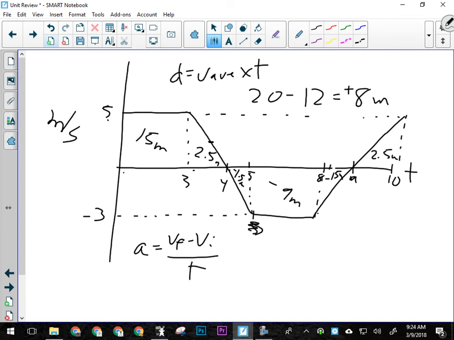Okay, so it would be -3 minus 5, so -8, and that happens over 2 seconds, so -4 meters per second squared. Okay. All right, other questions?